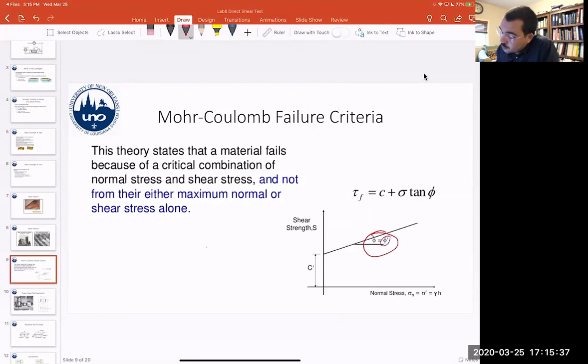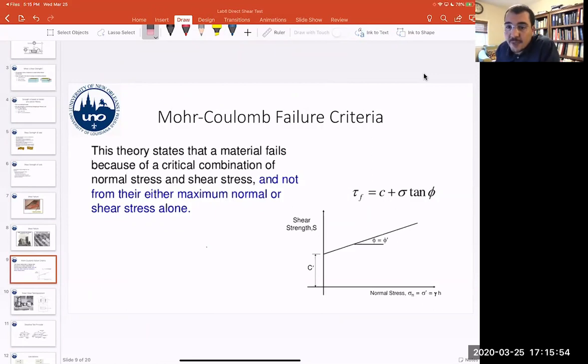When we're talking about shear, we always care about the effective stress, meaning we have to deduct the effect of water. I'm sure by now everybody in the class knows effective stress, which means we take out the effect of water.